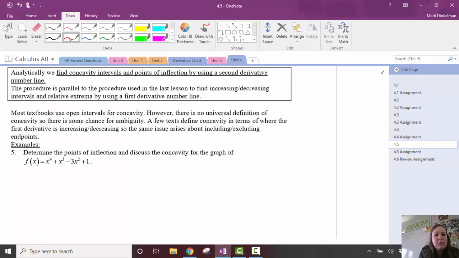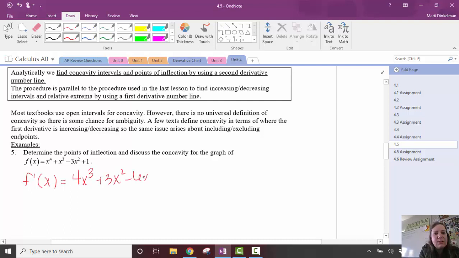Okay, so as mentioned before, we're going to find the second derivative, and then we're going to analyze using a number line. So first derivative, 4x cubed plus 3x squared minus 6x, and then second derivative, and remember what we're trying to do is set this equal to 0 or undefined. Luckily on this particular one it's a polynomial, so I don't have to worry about anything undefined here. But I do need to factor so I can figure out where this thing is equal to 0.